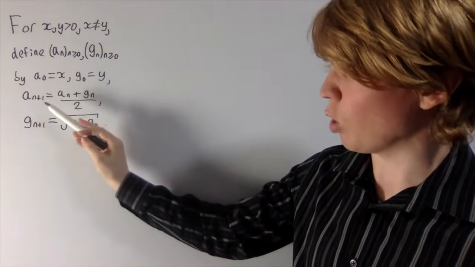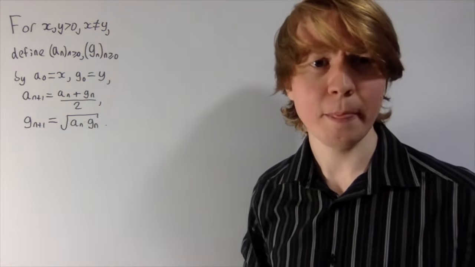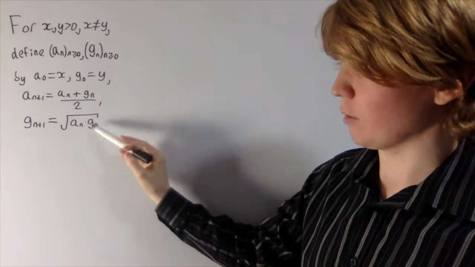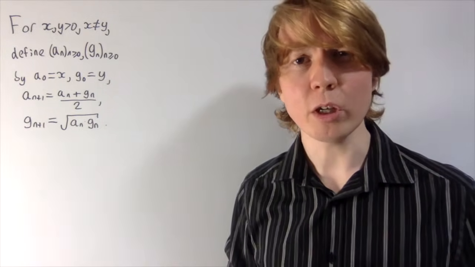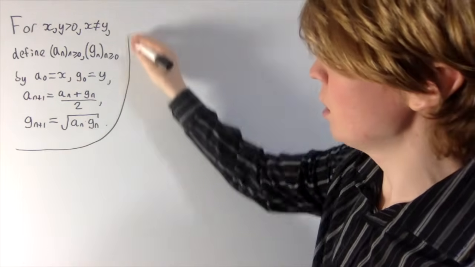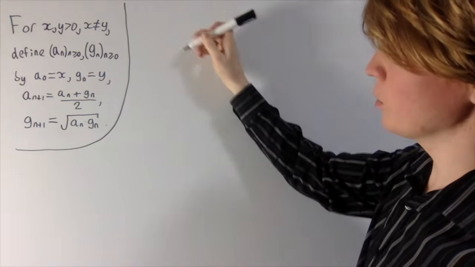So for example, a_1 will be (x plus y) over 2, the arithmetic mean of x and y. Then g_1 would be the geometric mean of x and y, so the square root of x multiplied by y. We're going to be interested in what happens as n goes to infinity for these two sequences. But just before we deal with that limit, we'll have a look at a couple of properties.